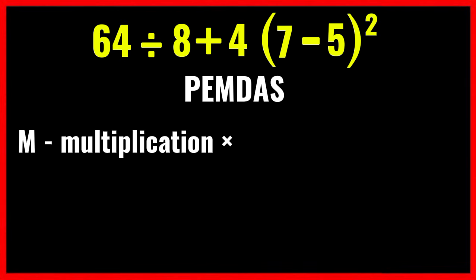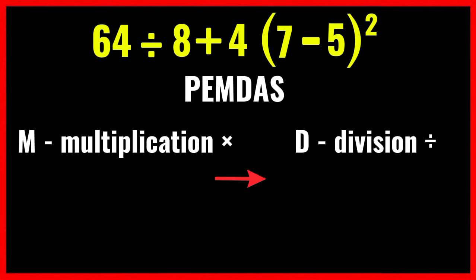Next comes M for multiplication and D for division. Here is something very important. Multiplication does not always come before division. Division does not always come before multiplication. They have exactly the same priority. Whenever multiplication and division appear together, solve them from left to right.